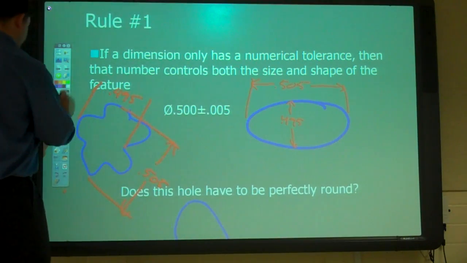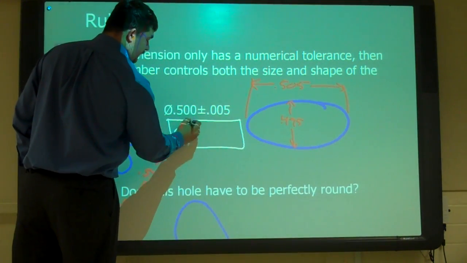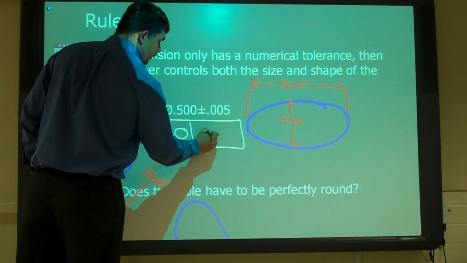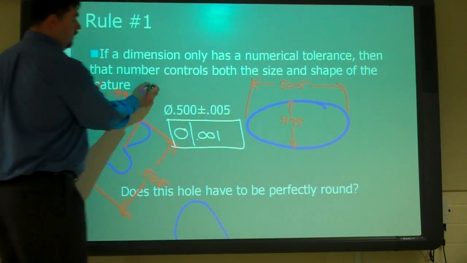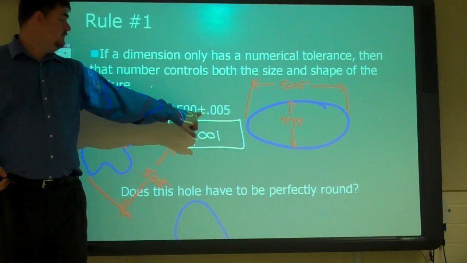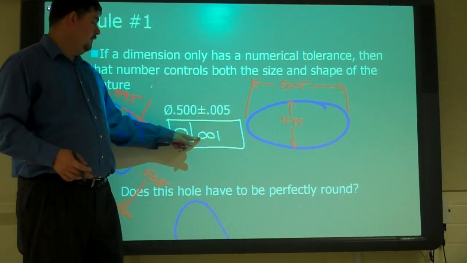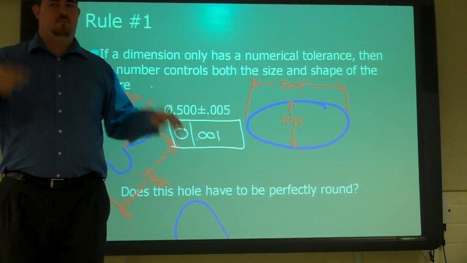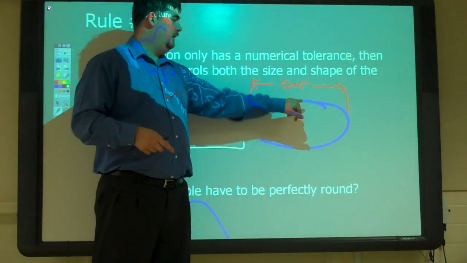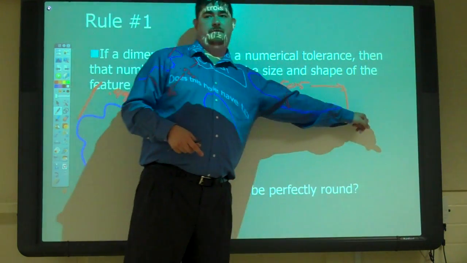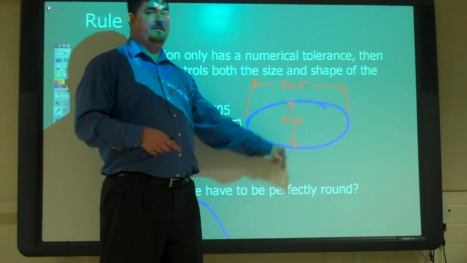So I could just come down to a feature control frame and say circularity, then point 0.001. And so now, anytime I measure the circle, its measurement would have to be within 1/1000ths. So going this way, if I measured 495, measured this way it would have to be 496. If I measured this way as 505, then that would have to be 504.